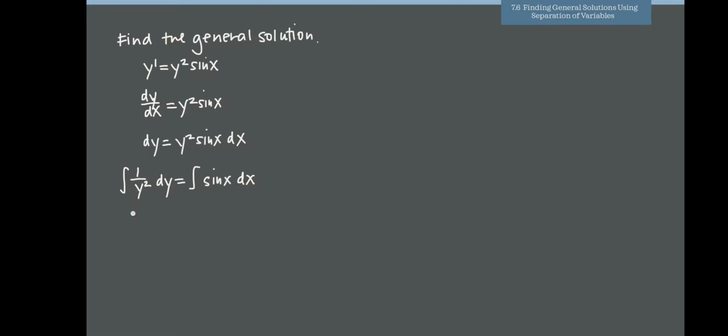Now we just need to integrate. So over here, instead of thinking about this as 1 over y squared, we'll think about it as y to the negative 2. Then our integral will be y to the negative 1, but then divided by negative 1, so we get a negative there. And then we say equals, the integral of sine of x is negative cosine of x. And then we add c only to the right-hand side.